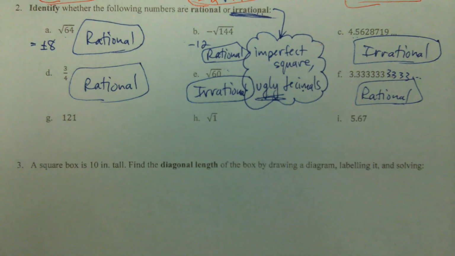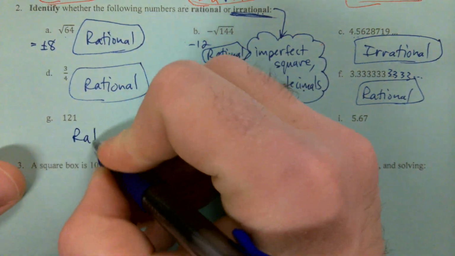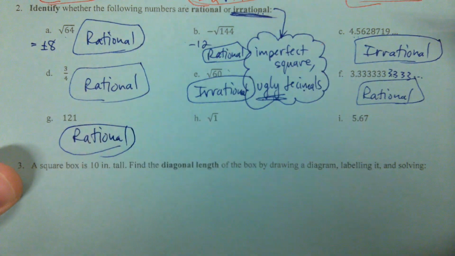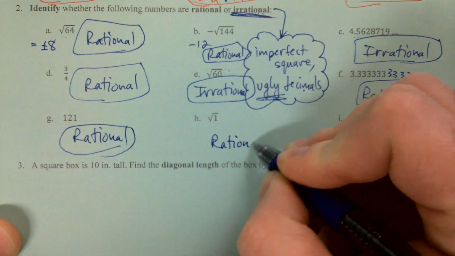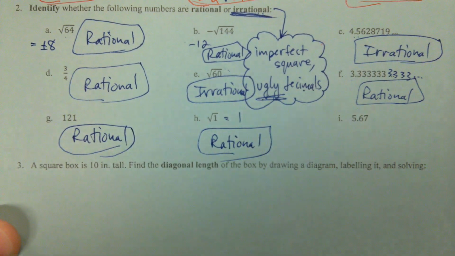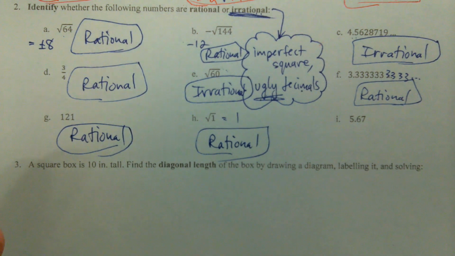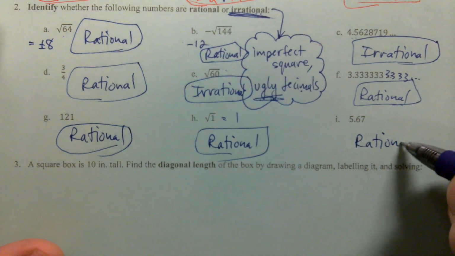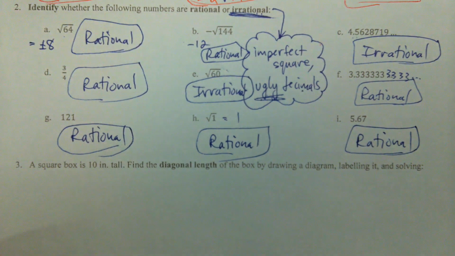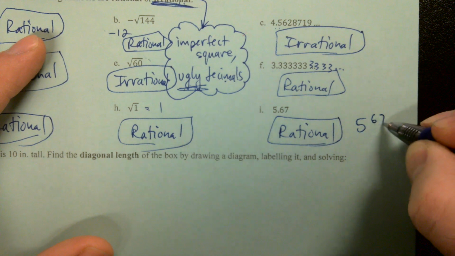What about G, 121? What can we call that? Rational. Duh, it's just a number. What about square root of 1? Rational. What's the square root of 1 equal to? 1. Duh, that's just a number. And what about I, 5.67? Think about it for a second. Rational. I could write this as a fraction, 5 and 67 over 100.